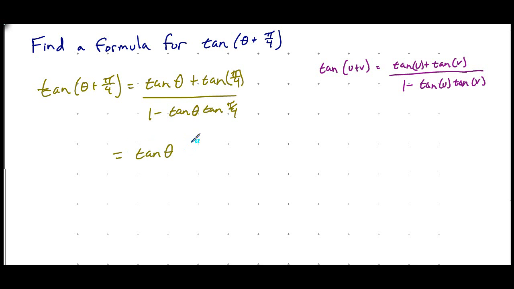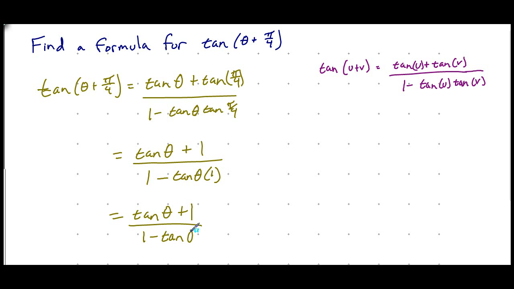And we should know that the tangent of pi over 4 is sine over cosine. Sine of pi over 4 is square root of 2 over 2. Cosine is square root of 2 over 2. So that's going to be simply 1. Then 1 minus the tangent of theta times the quantity 1. So my final formula for this expression is the tangent of theta plus 1 over 1 minus the tangent of theta. That will give me the formula for the tangent of an angle plus pi over 4.